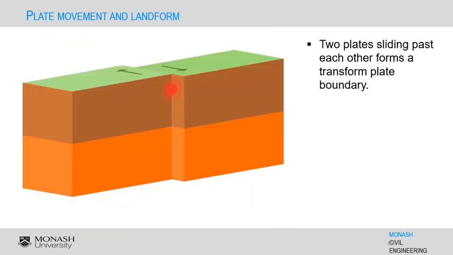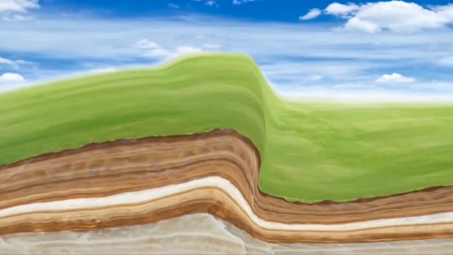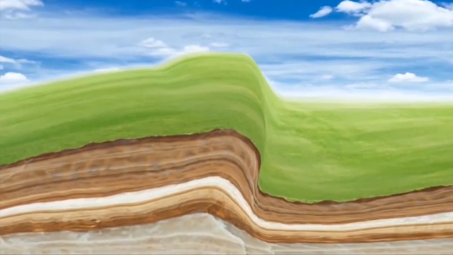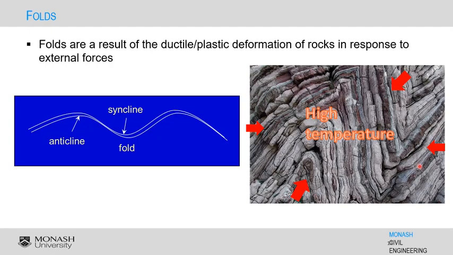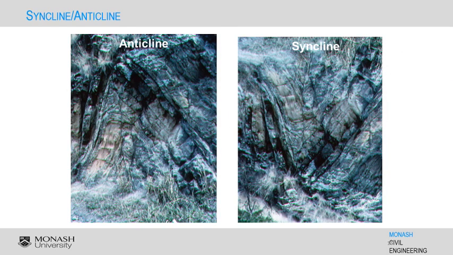Two plates sliding past each other forms a transform plate boundary. Earthquakes are common along these faults. Rocks that were originally deposited in horizontal layers can subsequently deform by tectonic forces into folds and faults. Folds constitute the twists and bends in rocks. Folds are results of the ductile deformation of rocks in response to external forces. Layered rocks folded into arches are called anticlines, whereas troughs are referred to as synclines.